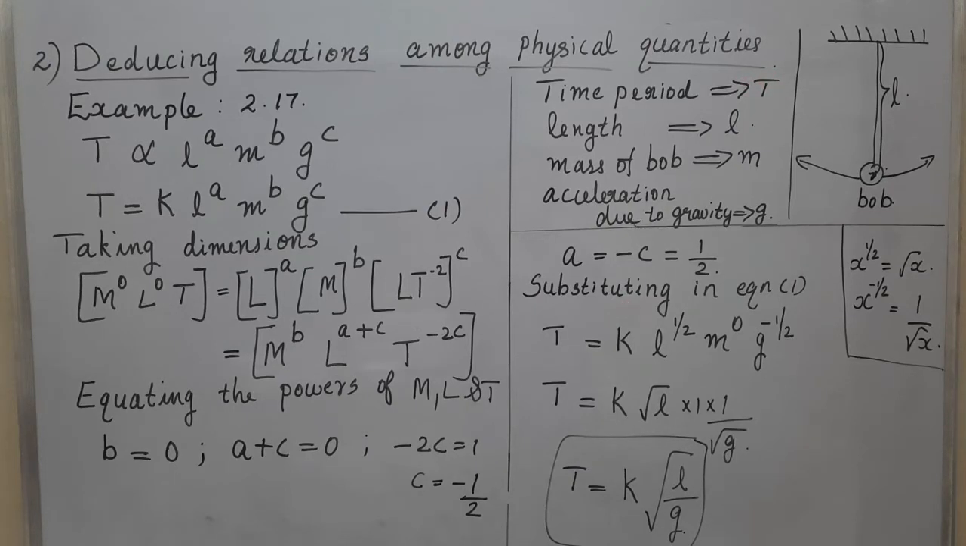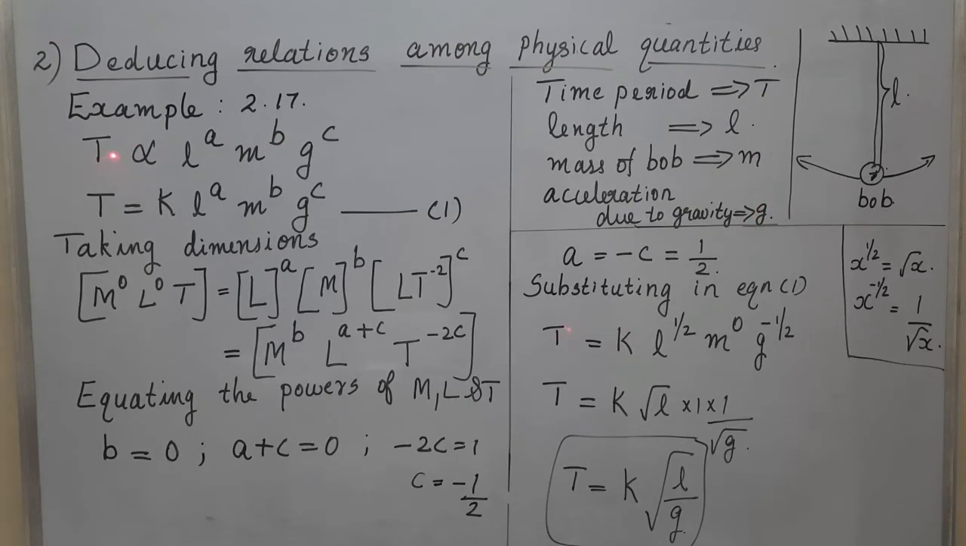So in the question, it is mentioned that time period depends on the length of the pendulum L, the mass of the bob m, and the acceleration due to gravity g. So T depends on these three factors. Okay, so let's begin with our steps.